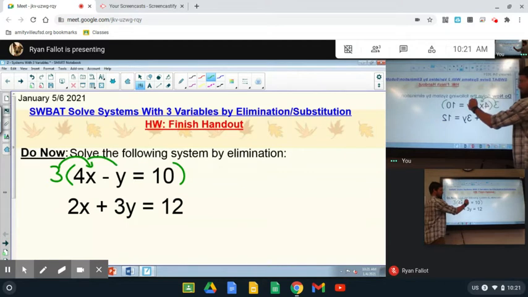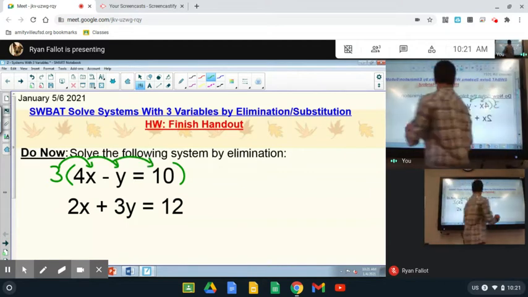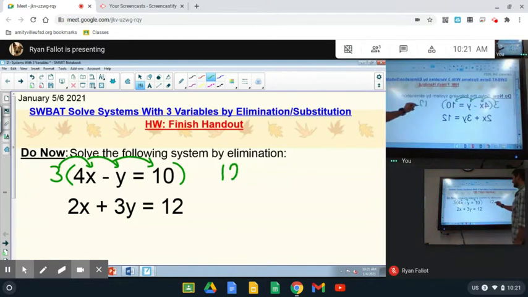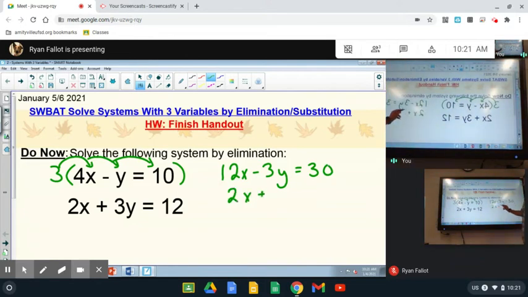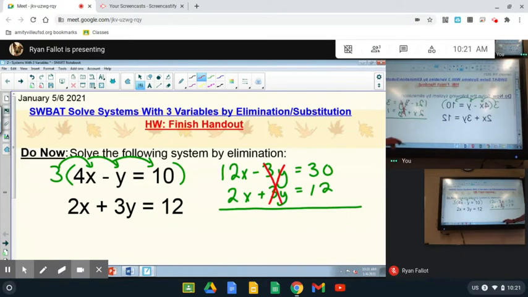Distribute. This becomes 12x minus 3y is equal to 30. Remember, distribute to all 3 terms. And then 2x plus 3y equals 12. Since we're doing elimination, we just found a way to eliminate our y values. So now we have 14x. Y's are gone because negative 3y plus 3y goes away. Is equal to 42.